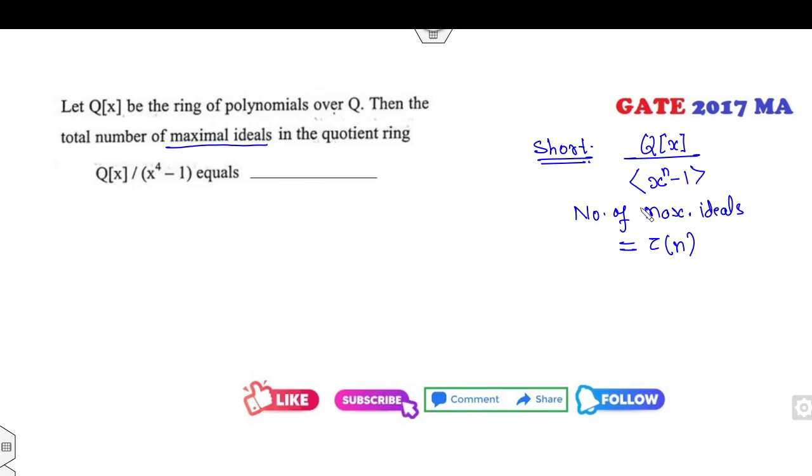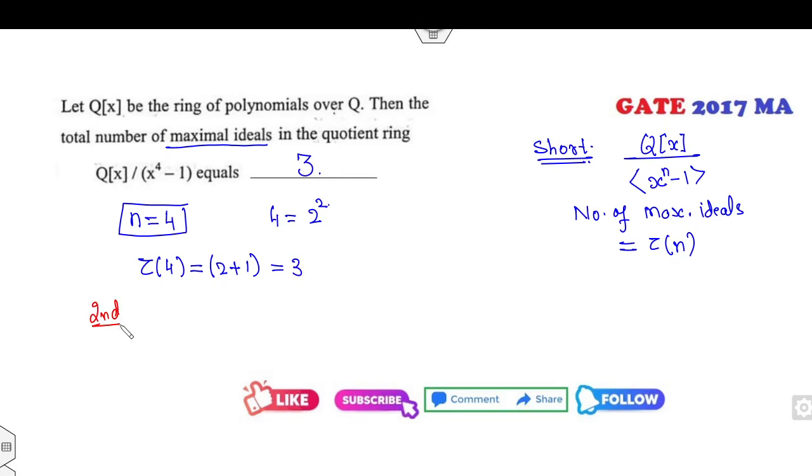So what is n? If you compare, n will be 4. Then what will be τ(4)? I can write 4 as 2 square. So what is τ? 2 plus 1, that is 3. So that is the right answer of this problem.